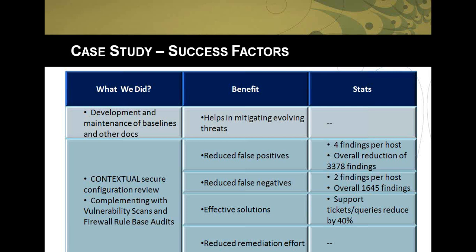Complementing the SCM with a firewall rule-based audit and vulnerability scan has helped in reducing the false negatives. On an average, 2 new vulnerabilities were identified, which were not identified during SCM. Overall, 1,645 new vulnerabilities were identified.